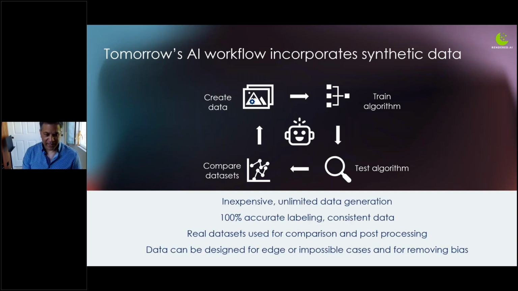It tends to be inexpensive. The labeling is 100% accurate. So when you're using synthetic data, you can actually remove some of the human labeling effort. You can still use real data sets; in fact, most of our customers do use real data sets alongside synthetic data. And then you can specifically use synthetic data to design for edge or impossible cases. We've even had customers use our platform to generate data sets that were truly impossible, as in unrealistic or unnatural, to demonstrate that an algorithm would fail predictably.